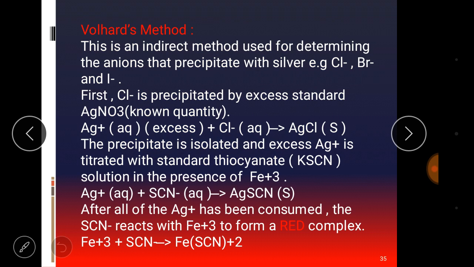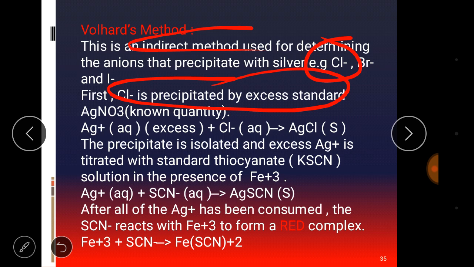Next case, the Volhard method. This is an indirect method used for determining anions that precipitate with silver: Cl minus, Br minus and I minus. In the first case, Cl minus ion is precipitated by an excess of standard silver nitrate solution of known quantity. Just look here, formation of silver chloride.